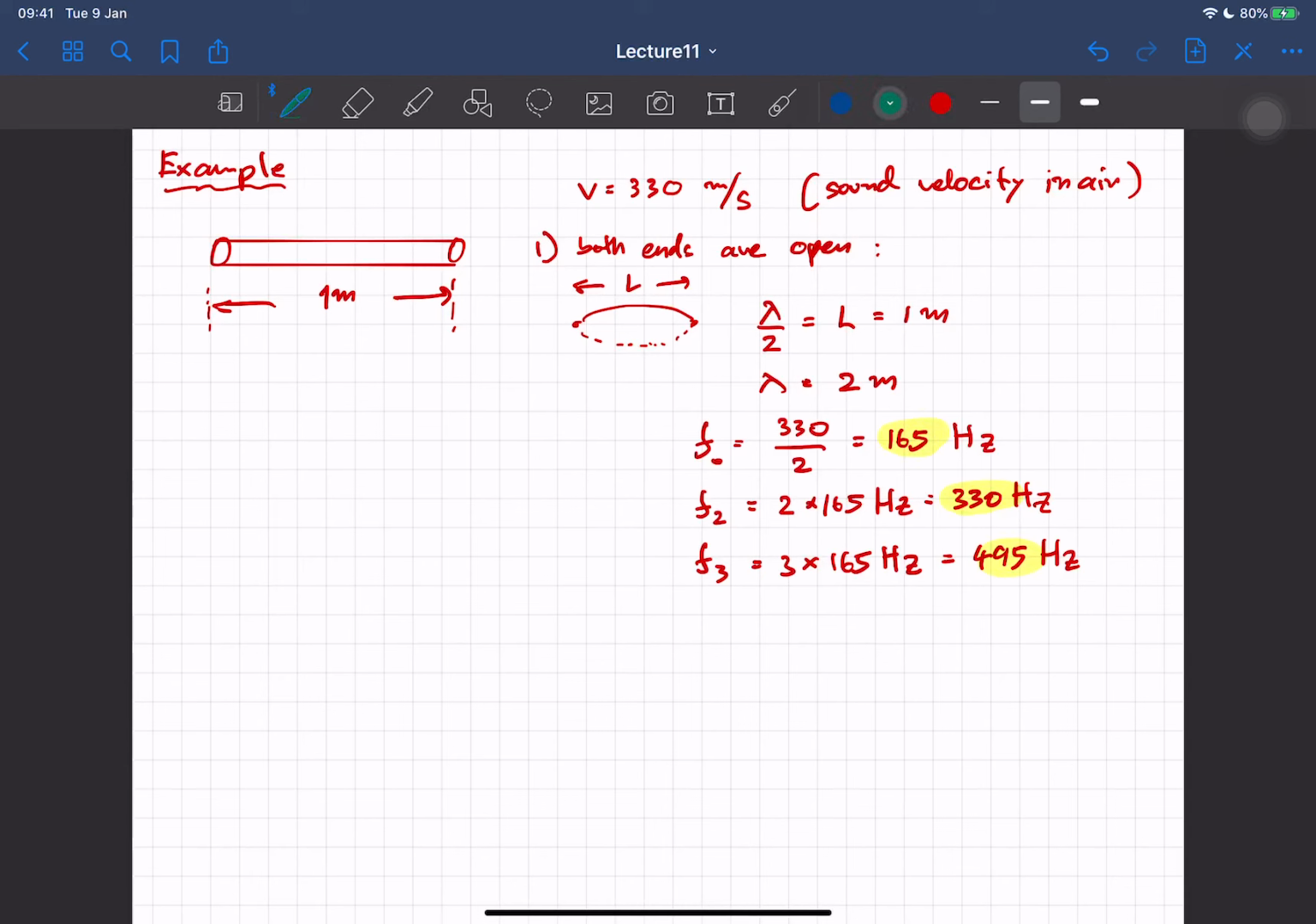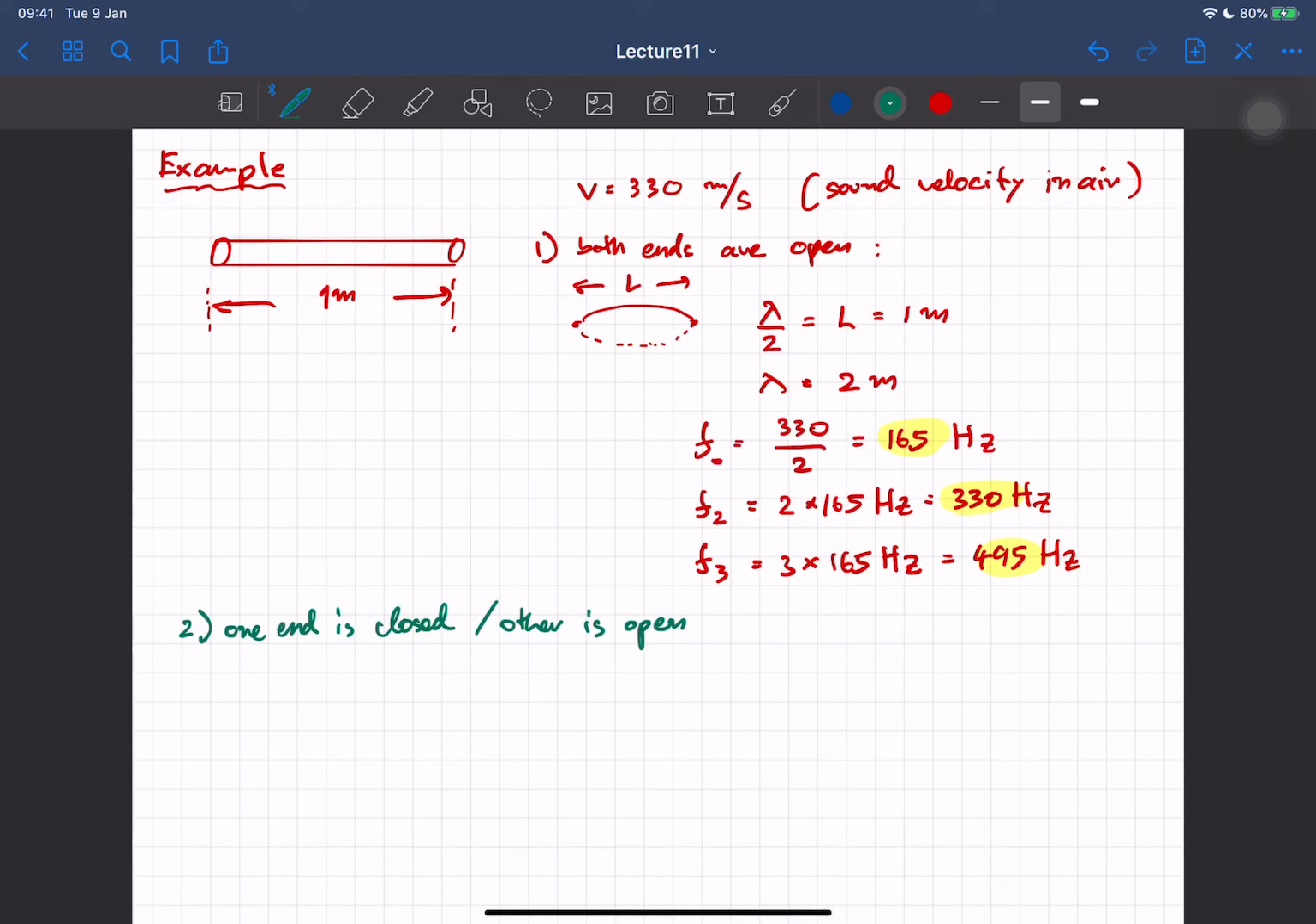All right, now let's change the configuration of the pipe a little bit. Now let's close one end and answer the same question, which is what's the lowest 3 frequencies of standing wave that can fit into this system. But now one end is closed and the other one is open, so you only close one end of the pipe.